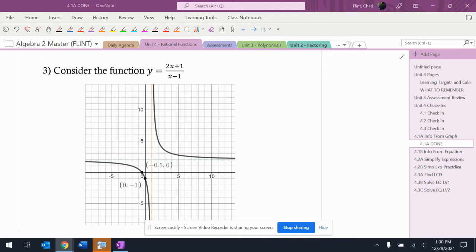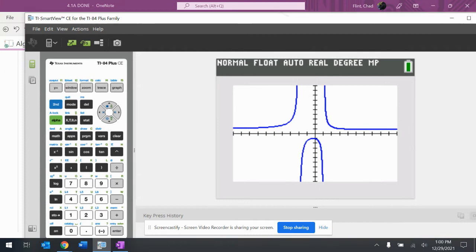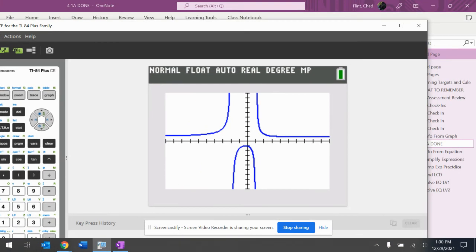All right, so here is another one of these. And I know if you watched the video for number 2, I said I was going to graph it and then didn't. All right, so let me see if I can.